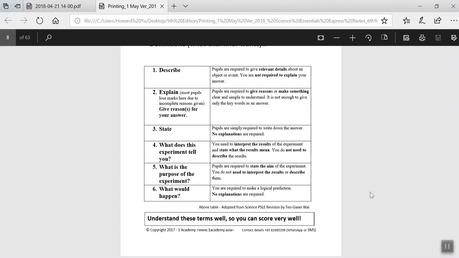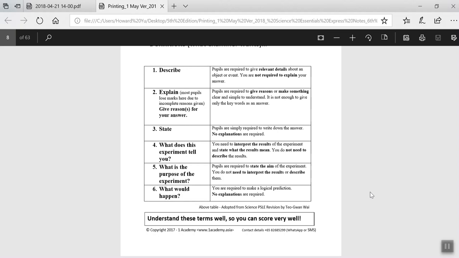And number 4 is the area where students are asked to comment about the experiment. For example, what does this experiment tell you? So they are required to interpret the results of the experiment and state what the results meant, and they do not need to describe the results.